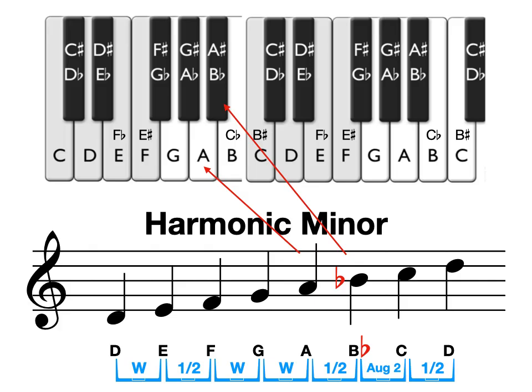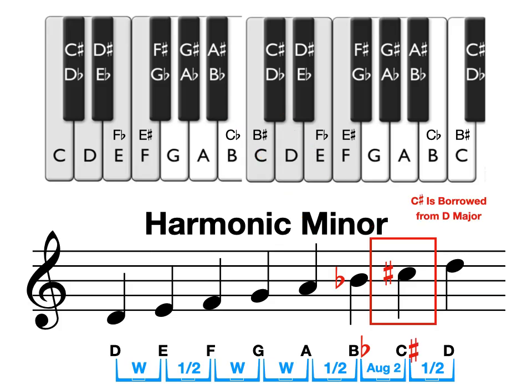Now we have a new interval, an augmented second. So the C actually has to be farther away. So there's where we need to have actually 4 keys. B flat to B, B to C, C to C sharp. Okay, that's our augmented. Augmented means it's been enlarged. The distance has been pushed farther apart. Okay, and then we're going to end with a half step, C sharp to D, and it's already C sharp, which is borrowed from major.